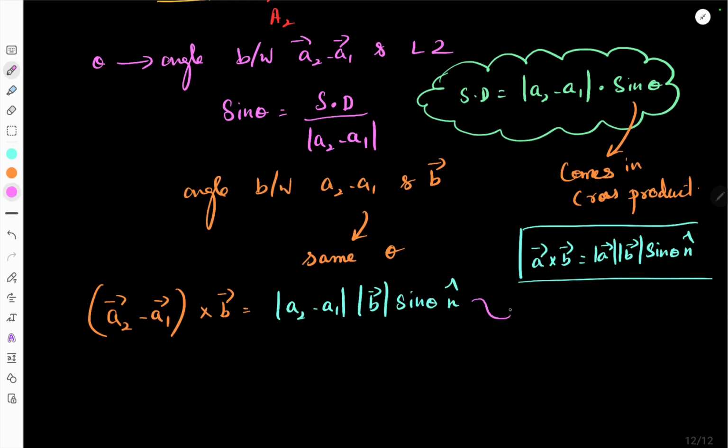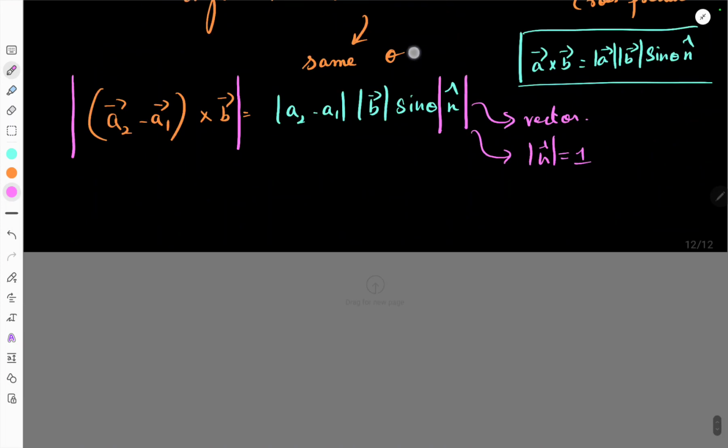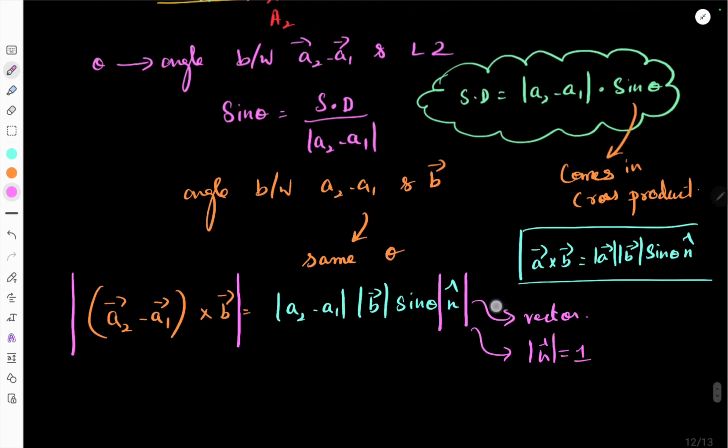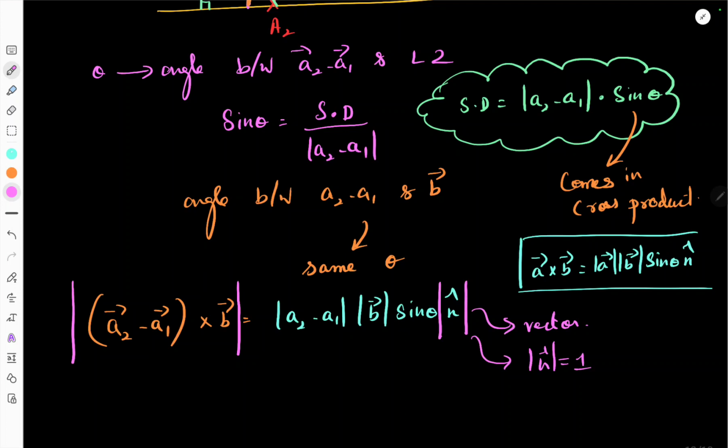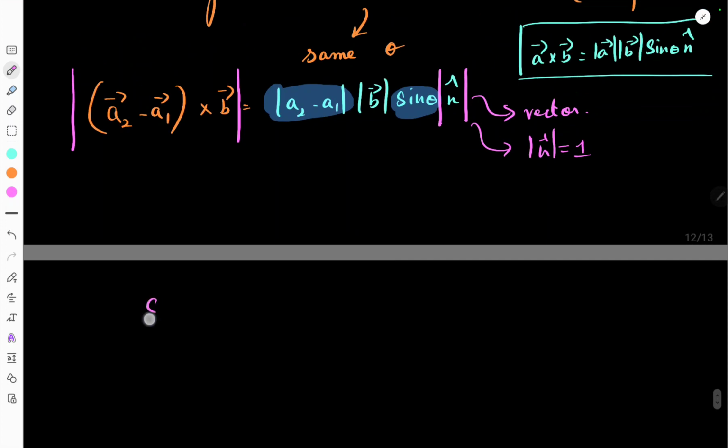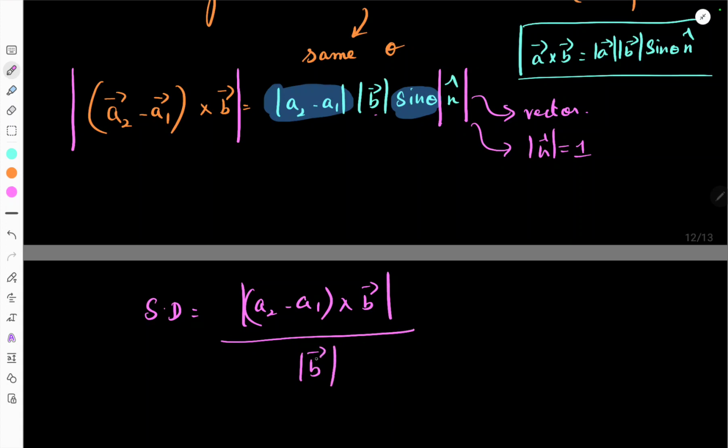But this is a vector, and we have to find the magnitude, which means I have to take the modulus, the magnitude, on both sides. So what is the magnitude of n cap? Since n cap is a unit vector which is perpendicular to both A2 minus A1 and the B vector, the magnitude of n cap will be equal to 1. So now the shortest distance is nothing but the magnitude of A2 minus A1 into sin theta. So this is nothing but the shortest distance. So the shortest distance will be equal to the magnitude of A2 minus A1 cross B vector, and this B vector magnitude will come here, so divided by the magnitude of the B vector. So this is the magnitude we have.